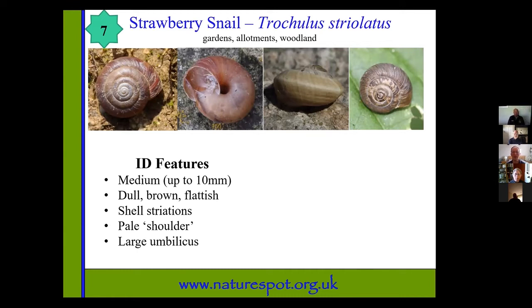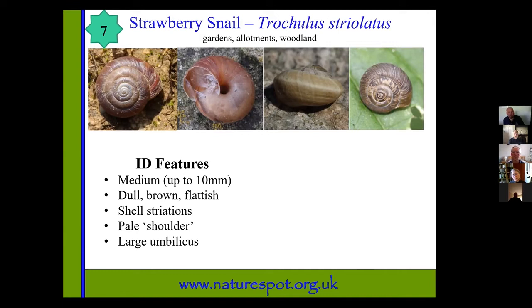So it's a medium size. It's smaller than the other snails we've looked at. Maximum size is about 10 mil. And it is just dull and brown. It's not glossy at all. But if you look at that top left picture, you'll see very clearly it has these deep striations. So it's really rough looking.